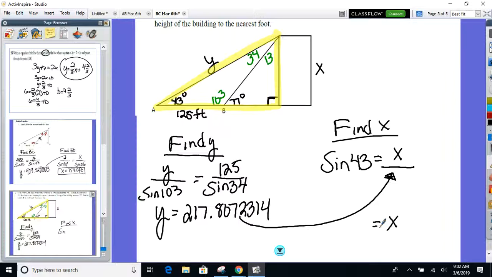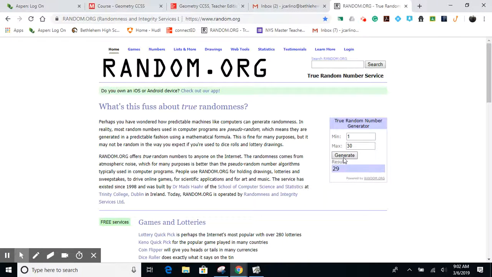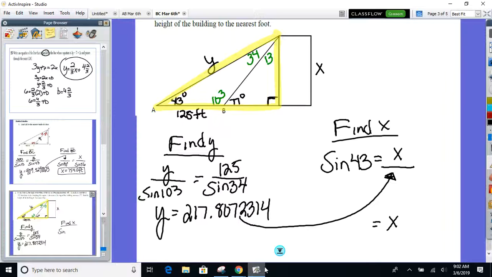And what do we got here? Find the height to the nearest foot. What is the height of that building? 29, height of that building to the nearest foot.